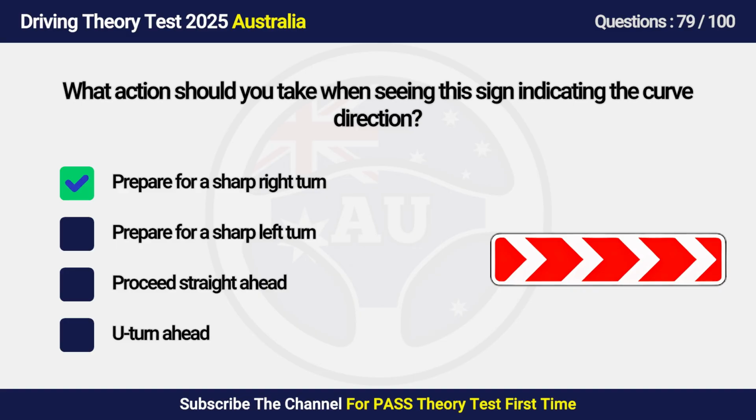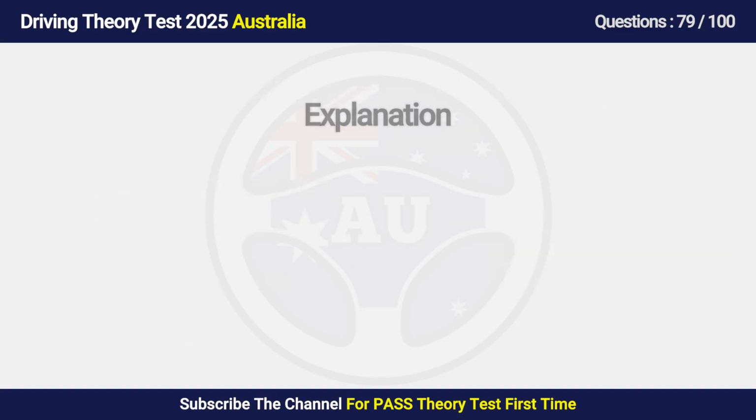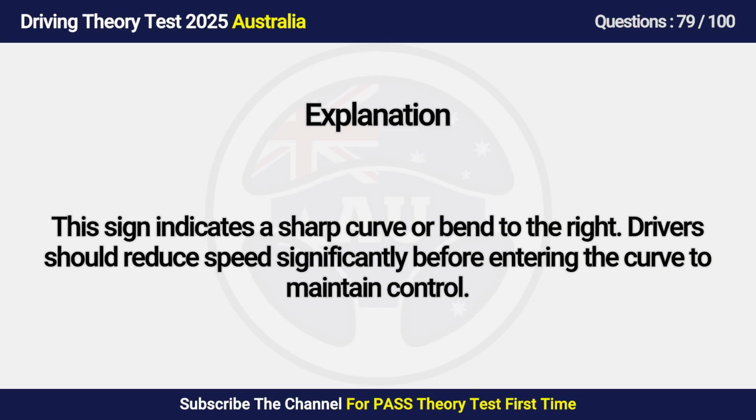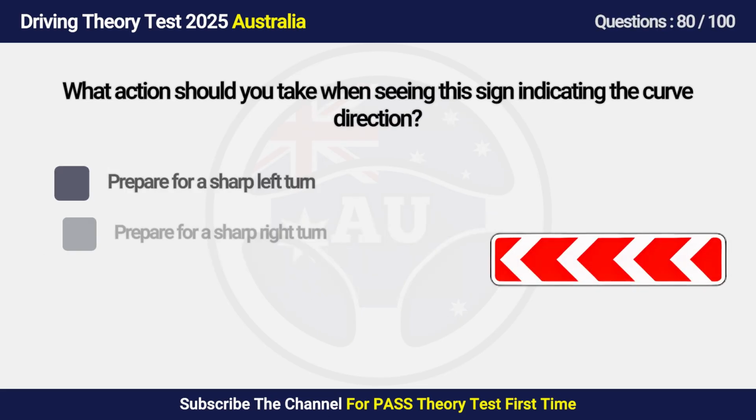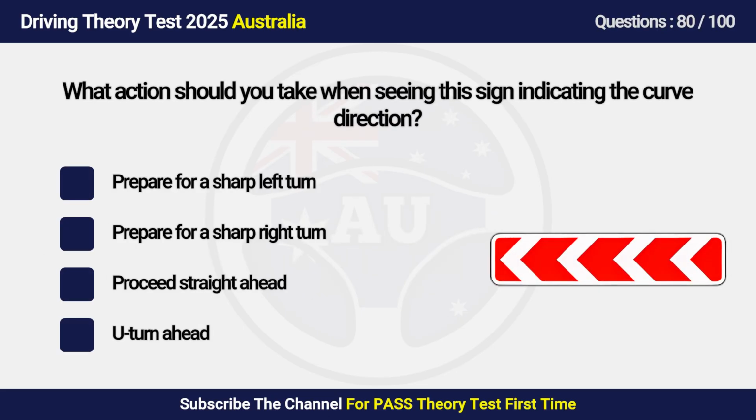Answers is A. Prepare for a sharp right turn. This sign indicates a sharp curve or bend to the right. Drivers should reduce speed significantly before entering the curve to maintain control. Question 80. What action should you take when seeing this sign indicating the curve direction?